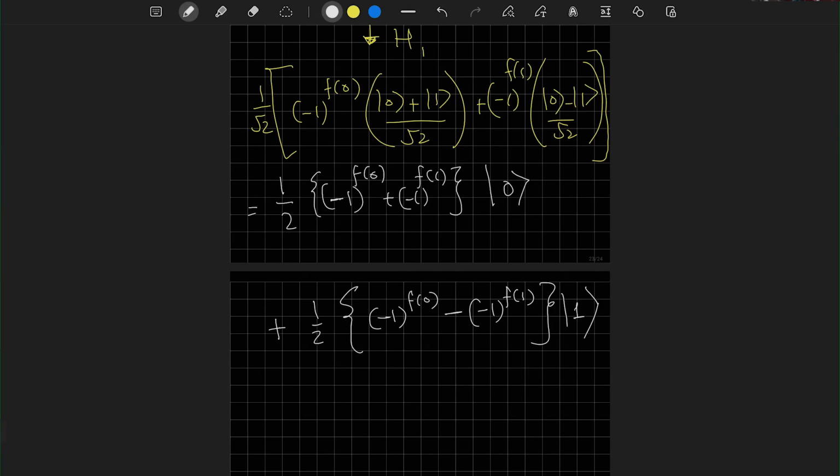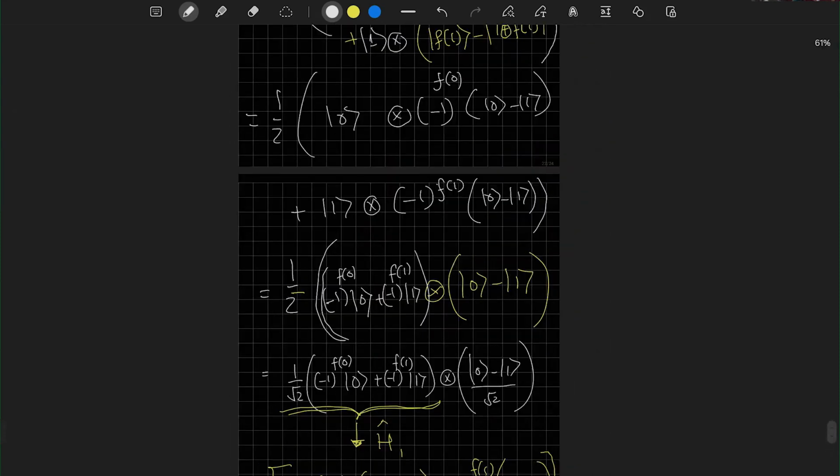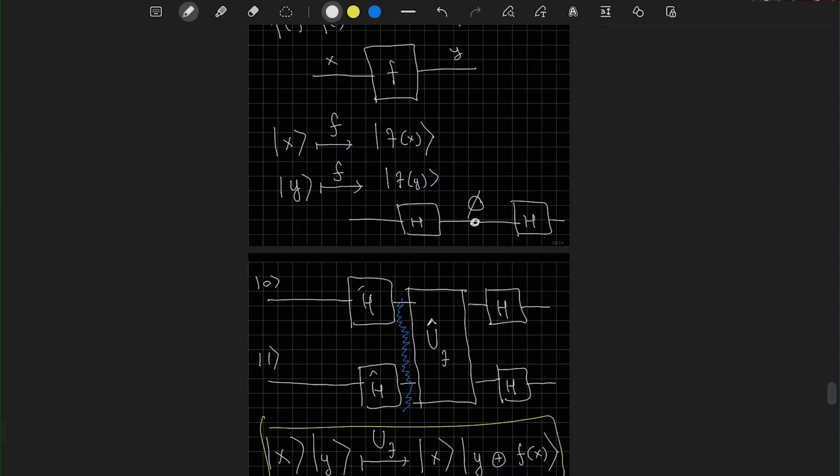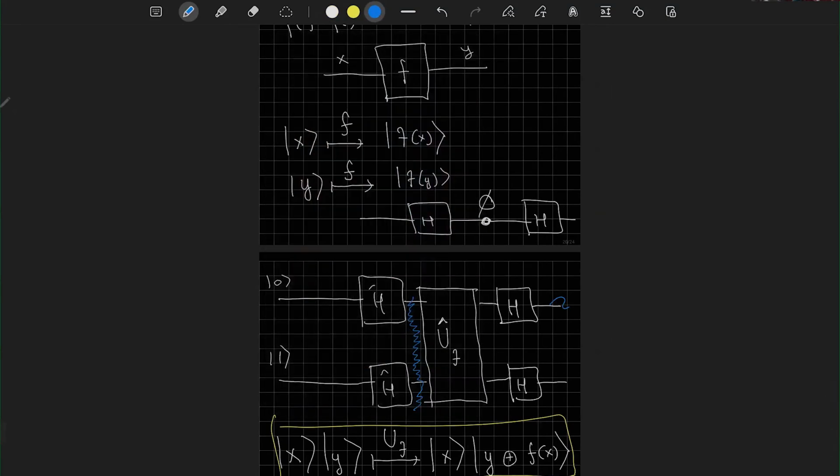And you can measure this with perfect certainty if you have a beam splitter that can project onto the two states. So if the first detector clicks after the beam splitter, then this is constant. If the other channel clicks after the beam splitter, then the function is balanced. So what you do here in the circuit is you put a beam splitter that separates out the two channels.